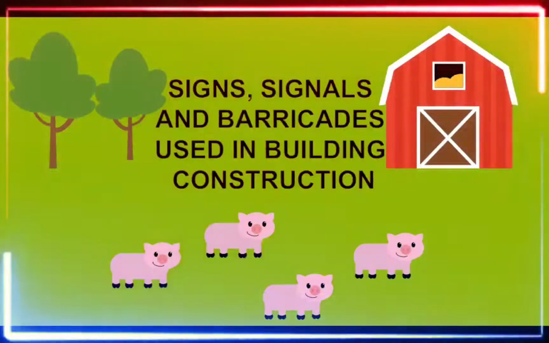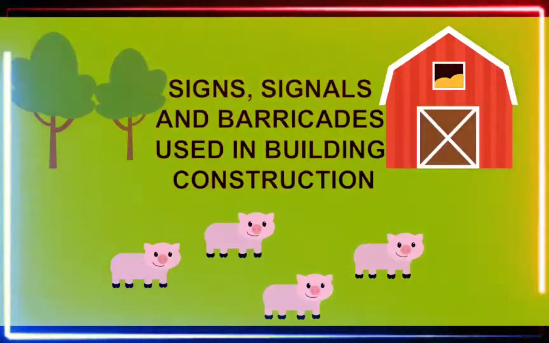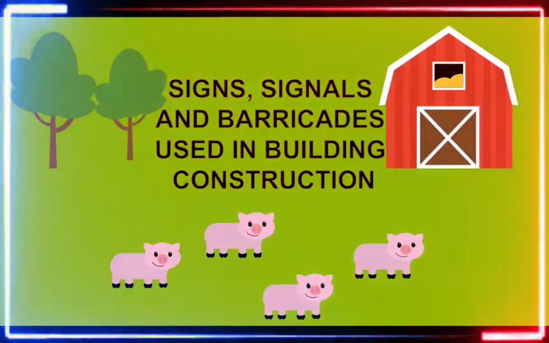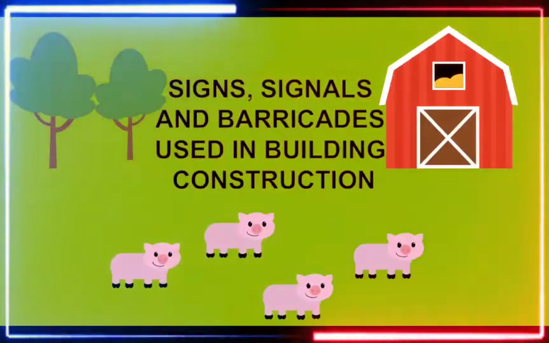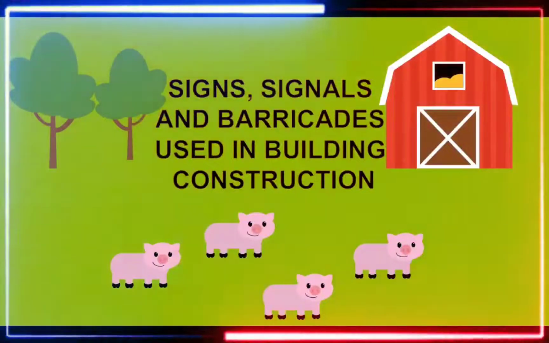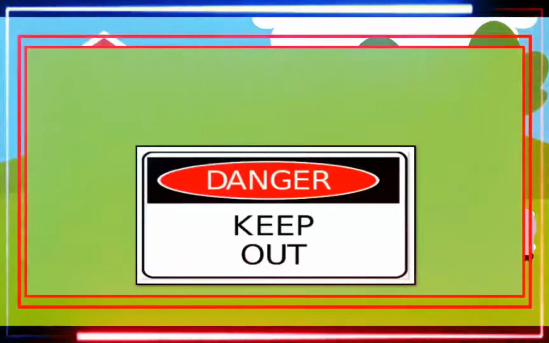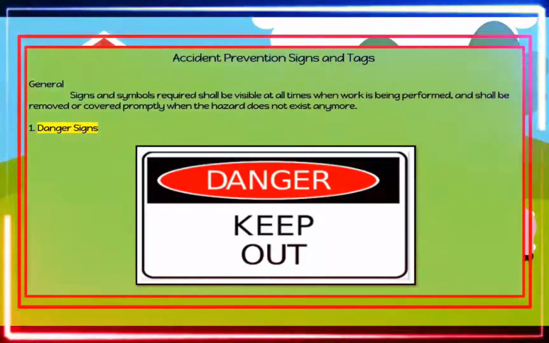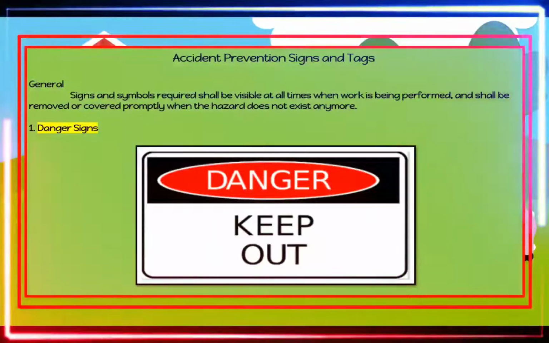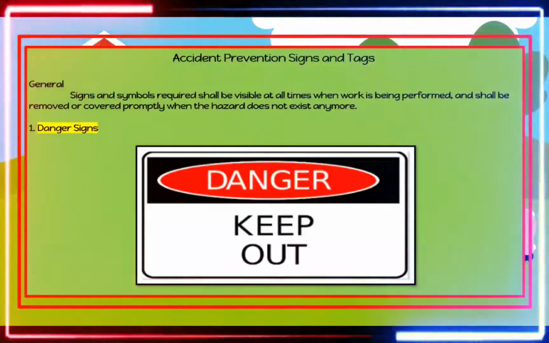Signs, signals, and barricades used in building construction. Signs, signals, and barricades are important, if not critical, to the safety of the construction workers. Accident prevention signs and tags. General: signs and symbols required shall be visible at all times when work is being performed and shall be removed or covered properly when the hazard does not exist anymore.